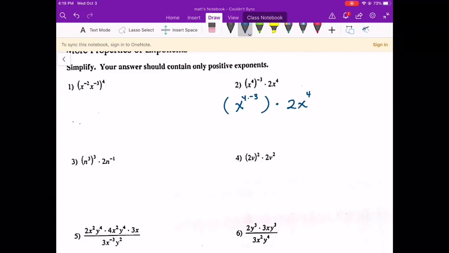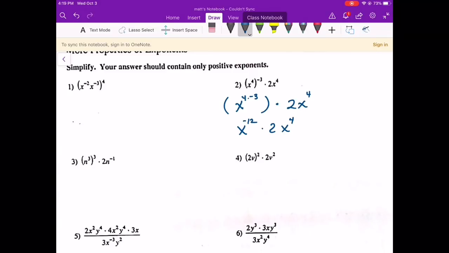x to the 4 times negative 3 will be x to the negative 12, and then that means times 2x to the 4th. Now, I know you might have an urge right now to go ahead and put that negative 12 on the bottom. Let me encourage you not to do that and deal with negative exponents until the very end. It will make your life a little bit more difficult the earlier you introduce fractions. So let's just save that to the end.